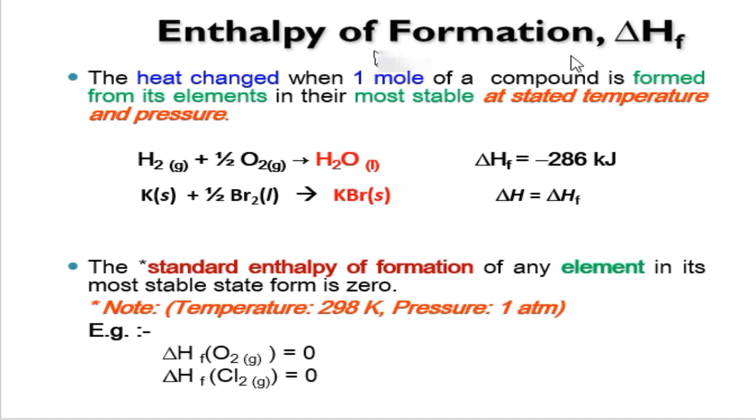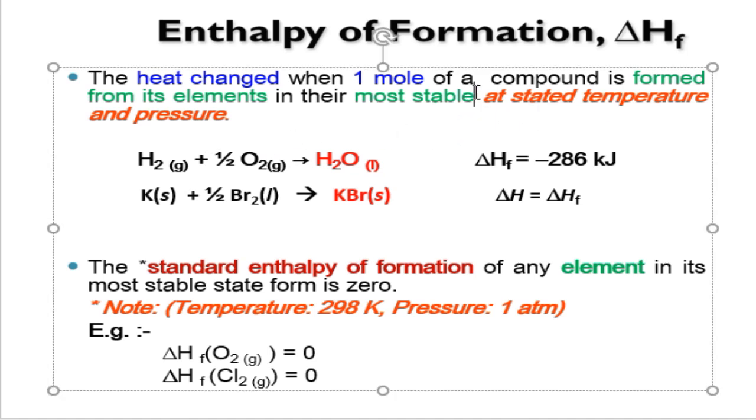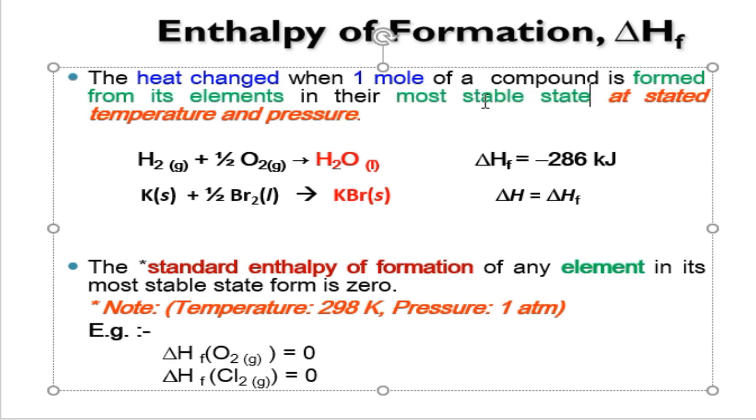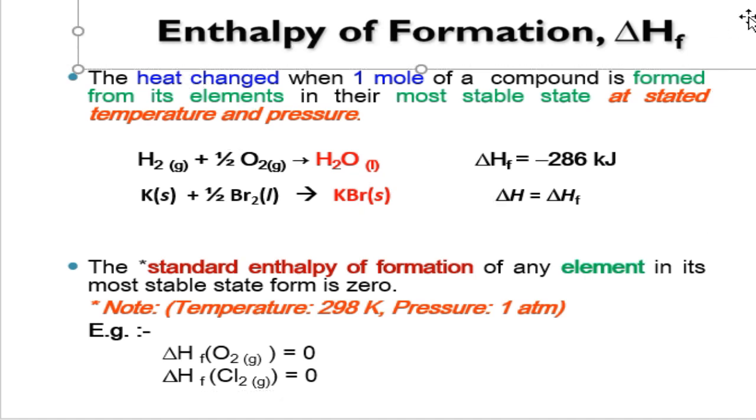So the first one is enthalpy of formation. The heat change when 1 mole of a compound is formed from its elements in their most stable state at stated temperature and pressure. Most stable state, okay? Heat change means that it can be exo or endo. We're not sure whether it is heat released or heat absorbed. That's why it is heat change. 1 mole of compound is formed, meaning that this one refers to the product.